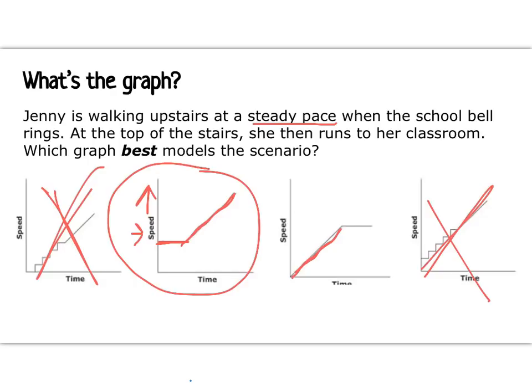When we look at just the third one, using our variables, if she starts here, and my y-axis is speed, this means in the beginning she's speeding up, which in the beginning it was a steady pace.